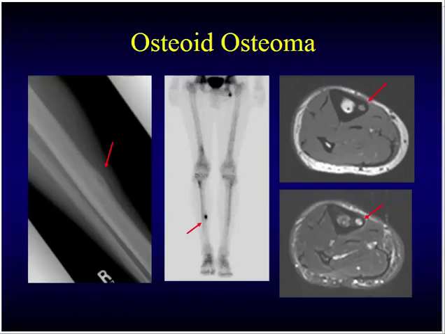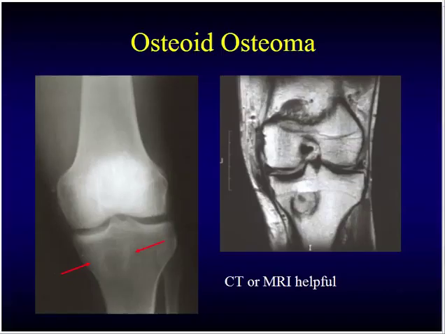Here's another example in the tibia, common location, hot on bone scan. And here you can see the signal on a T1 image and a T2 image of the MR. Here's one around the knee, very difficult to see, but you can see it on this MRI. You can see the nidus in the MR scan. You get just a little bit of reactive sclerosis in the metaphyseal bone. So other imaging studies are helpful.